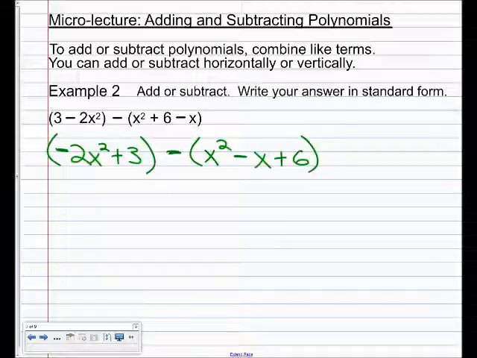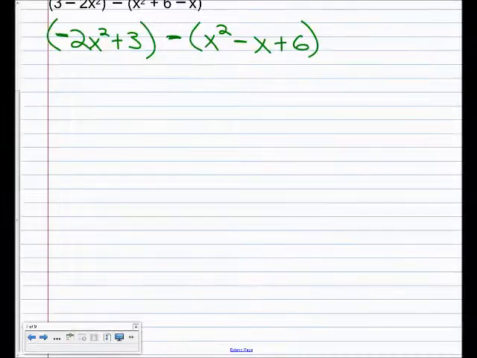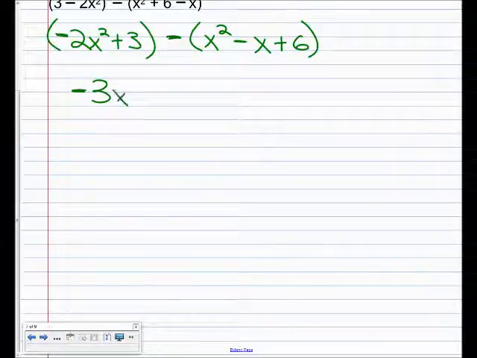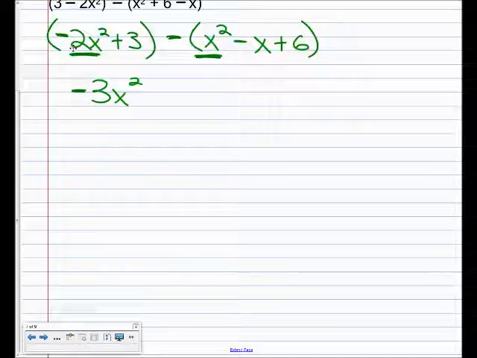So I look at negative 2x squared minus x squared. What is negative 2x squared minus x squared? It is negative 3x squared. So I just did those two. Now, when I look at my next term in the first polynomial, I went from x squared to a constant. What did I skip? X to the first power, right? I went from x squared to no variable.